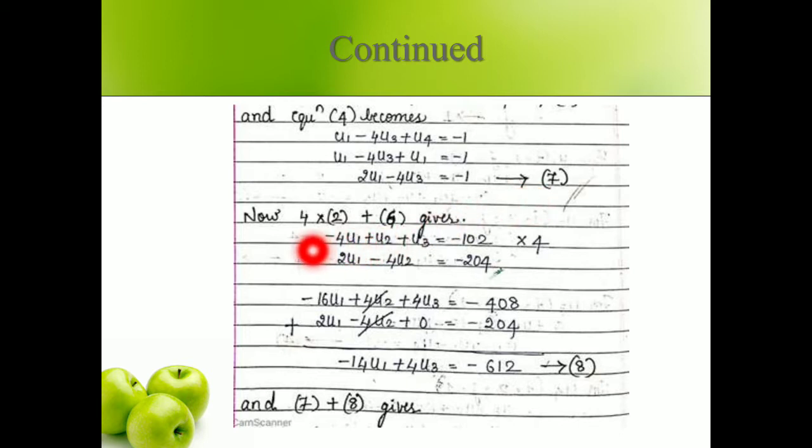Now multiply 4 with the second equation and with the sixth equation. So minus 4 u1 plus u2 plus u3 is equal to minus 102, and you will get 2 u1 minus 4 u2 equal to minus 204. Now simplifying the equation, u2 will get cancelled and you will get an equation in terms of u1 and u3.